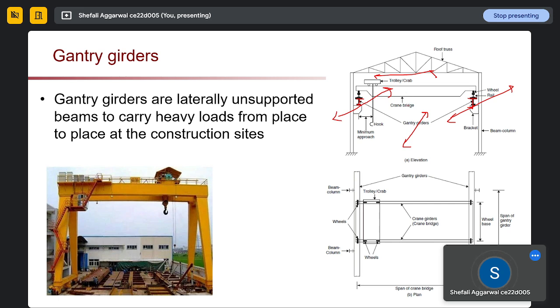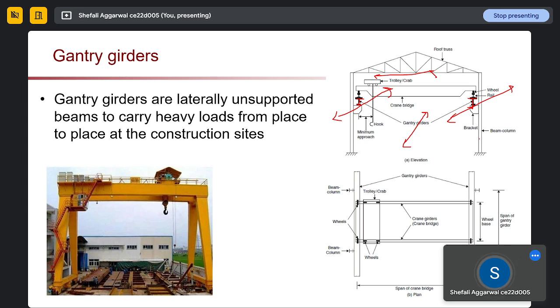So this crane bridge will move in forward and backward direction, and this trolley will move in left and right direction. And above our gantry girder, we have one rail and then one wheel. Above this wheel, this crane bridge is there. And then we have this hook which is connected to our trolley or crab, and there is a minimum approach, like minimum distance to which this hook should come near to the gantry girder.